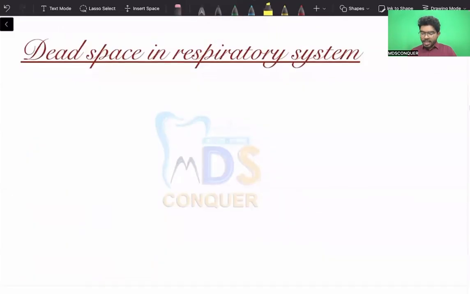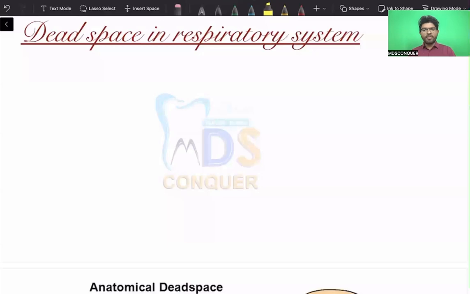Okay, done. So then there is one more concept that most of us are familiar with, that is called dead space in respiratory system physiology. What is dead space in respiratory system? So dead space in your respiratory system is a place where gas exchange does not take place. That space is called as dead space. No gas exchange.